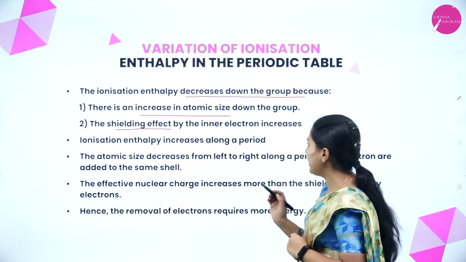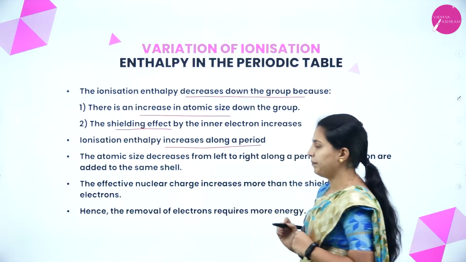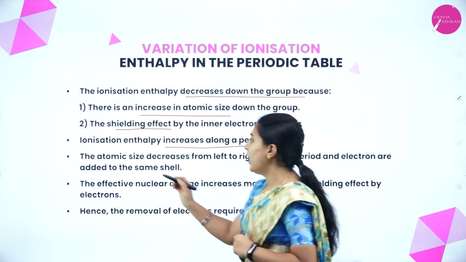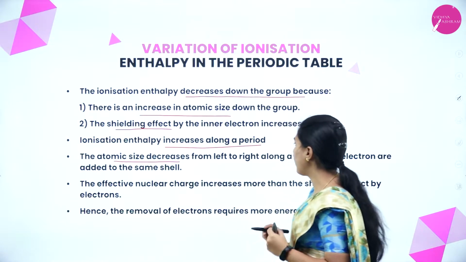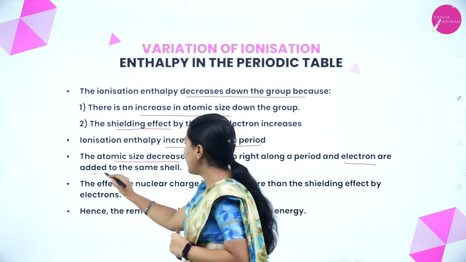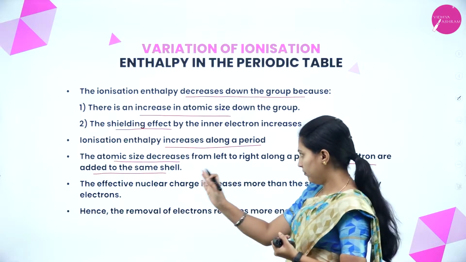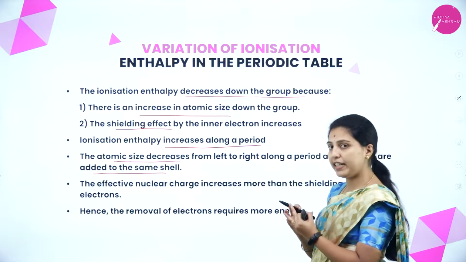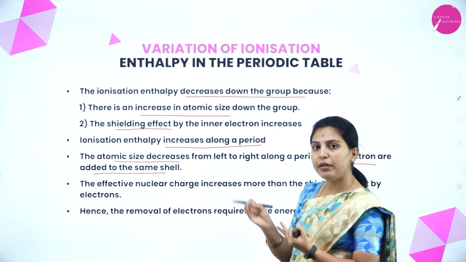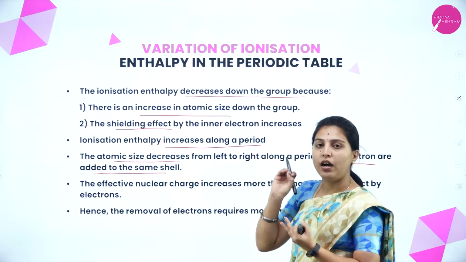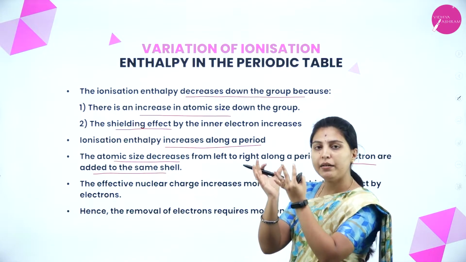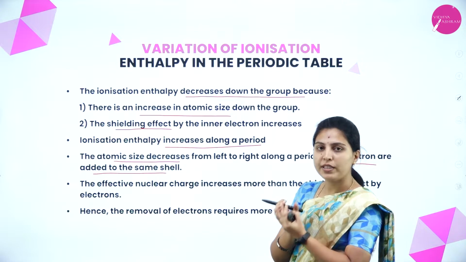Ionization enthalpy increases along the period. Down the group it decreases, along the period it increases. Why? Because the atomic size decreases from left to right along a period and electrons are added to the same shell. From left to right atomic size will be decreased because the electrons, one unit at a time, will be added to the same outermost shell. So effective nuclear charge will be increased. At that time the shrinkage of the atomic size will happen.